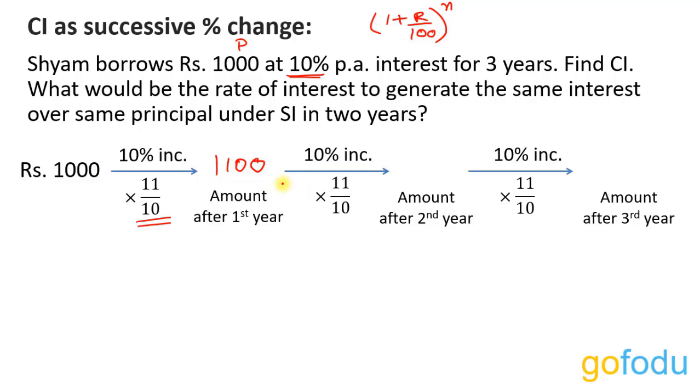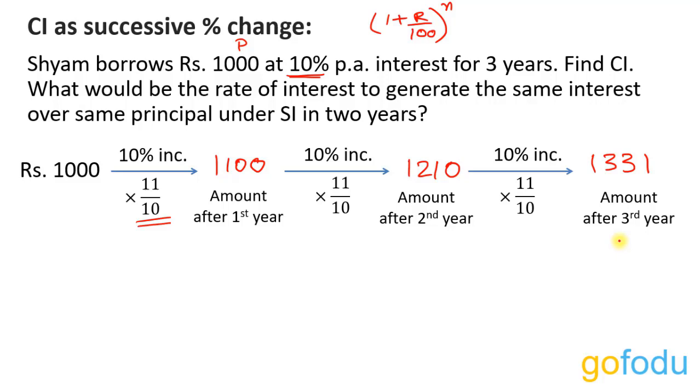For the next year, we will have a 10% increment on this amount. Okay, this is the outstanding amount now. A 10% increment on this would be 1100 into 11 by 10, that is 1210, as we have seen in the table as well. Okay. For the next year, a 10% increment on this will give 1331 as the amount at the end of the third year. So you see, compound interest is nothing but successive percentage changes.